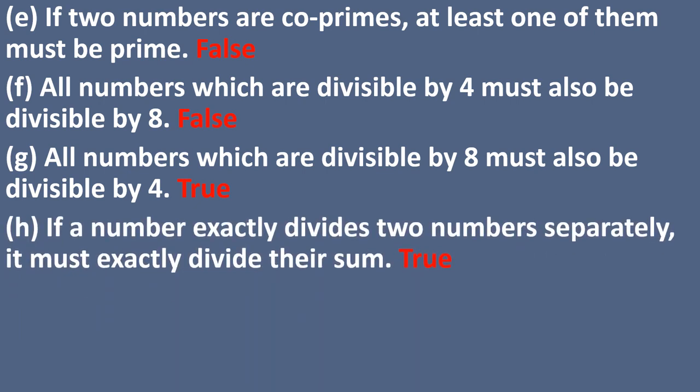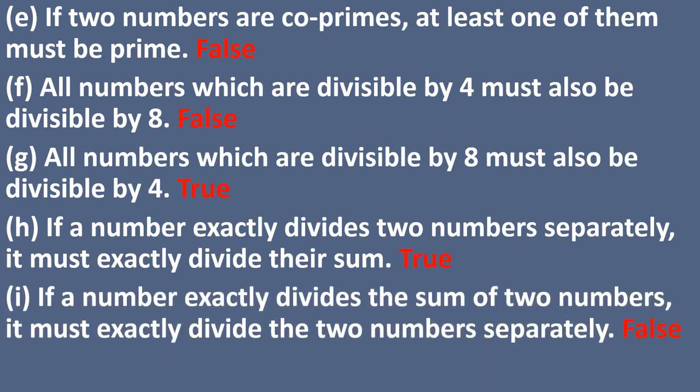If a number exactly divides two numbers separately, it must exactly divide their sum. True. If a number exactly divides the sum of two numbers, it must exactly divide the two numbers separately. This is false.